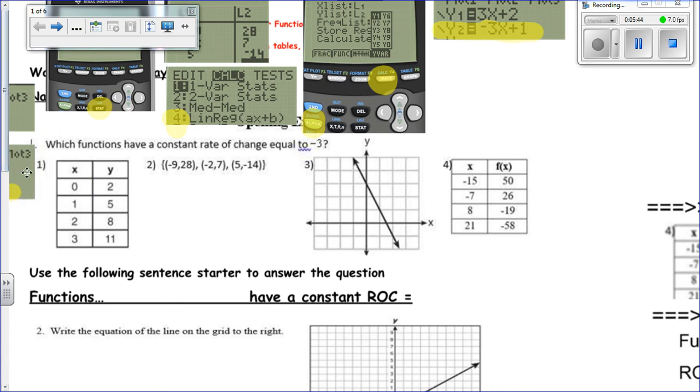Okay, got one more. Let's try it. What do we got here? A table.